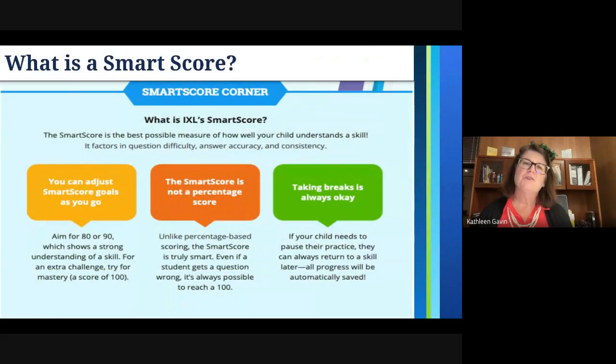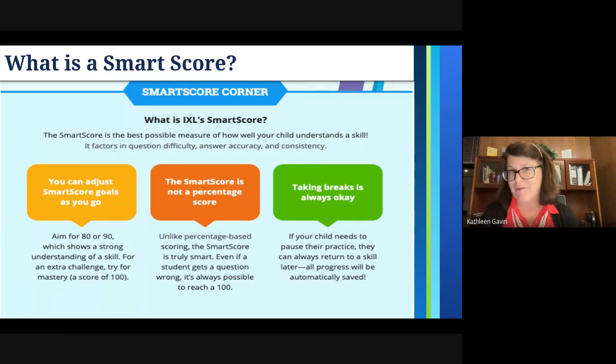So you may have heard your child or your child's teacher talk about something called a SMART score. And the SMART score is really the metric that IXL uses to gauge students' progress through the program. It's not really a percentage, although it is on a scale of 1 to say 100. But what that score represents is it takes into account the difficulty level of the questions that the students are answering, the accuracy with which the students are answering, and the consistency with which they answer a particular set of questions related to a skill.